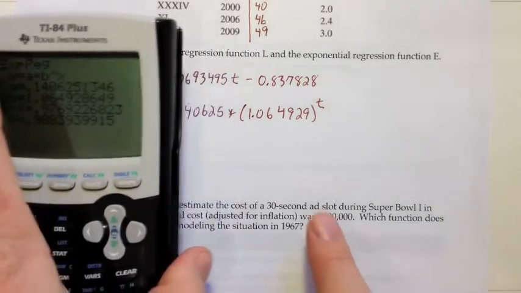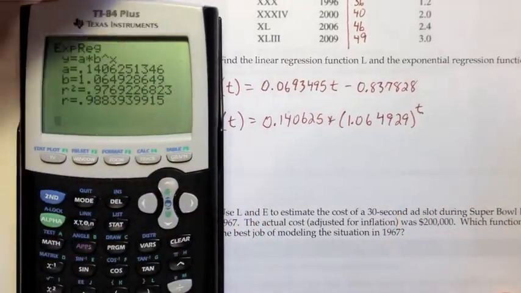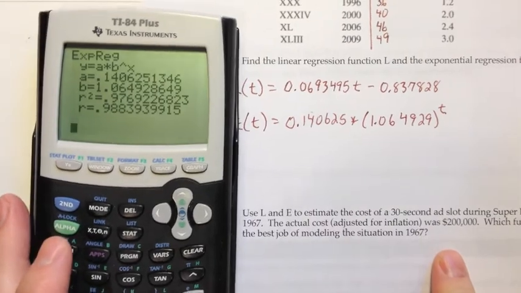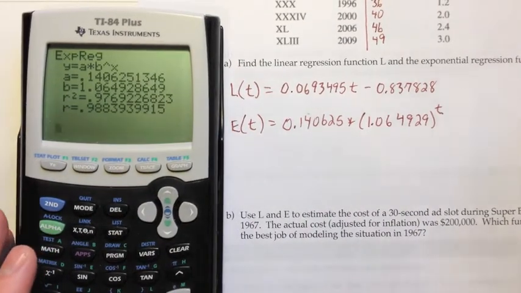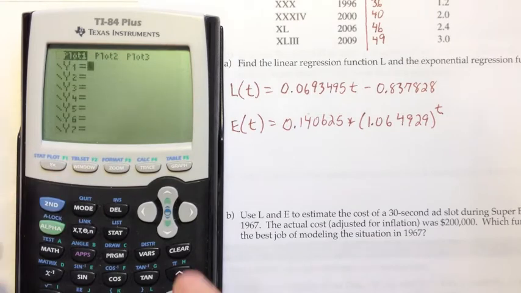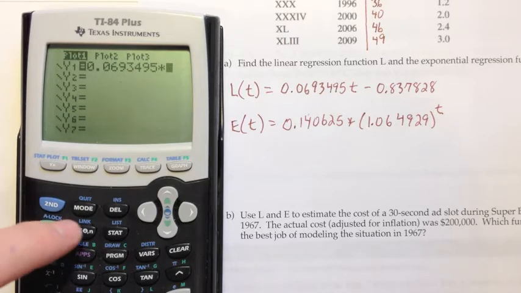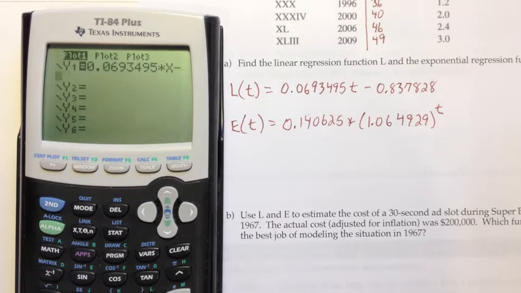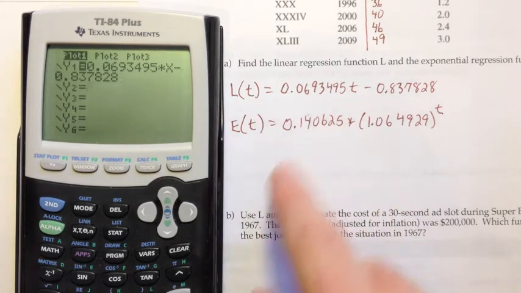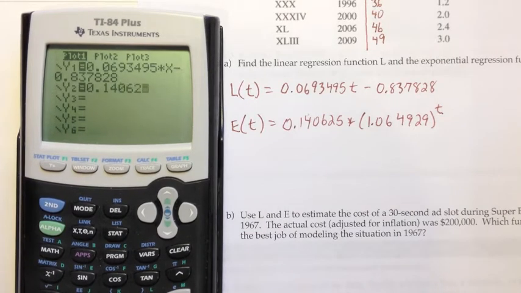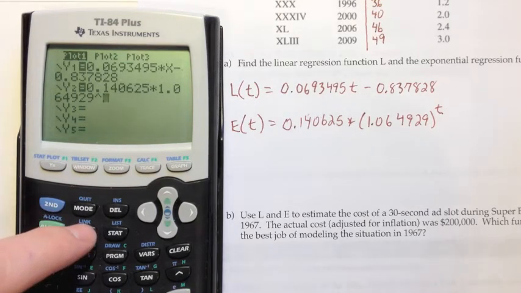So I'm going to bring the calculator back in, and I'm going to enter these two functions into the y1 and y2 area so that I can see their graphs with the data. So y equals, for y1 I'll enter this one, 0.0693495 times t, or the x button on the calculator, minus 0.837828. So there's one function, the linear one, and now the exponential, 0.140625 times 1.064929 raised to the t, or I'll use the x key.